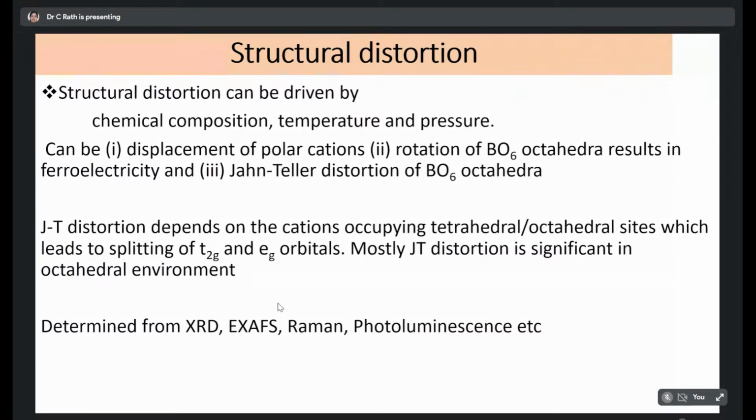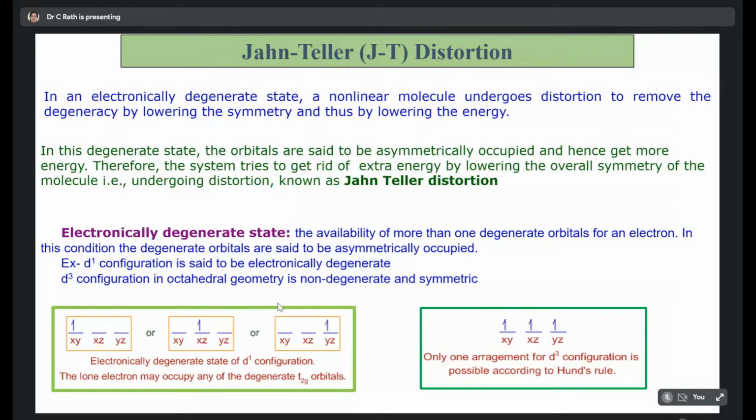And how can one visualize or estimate this JT distortion? One can do XRD. From XRD, Rietveld refinement, detailed analysis of the XRD data. From EXAFS also one can find out this JT distortion. From Raman spectra one can see this, and of course we have shown this JT distortion from luminescence spectra, photoluminescence. Jahn-Teller distortion, in fact, is observed in an electronically degenerate state. When a nonlinear molecule undergoes distortion, to remove the degeneracy, one should lower the symmetry, and thus lower the energy.